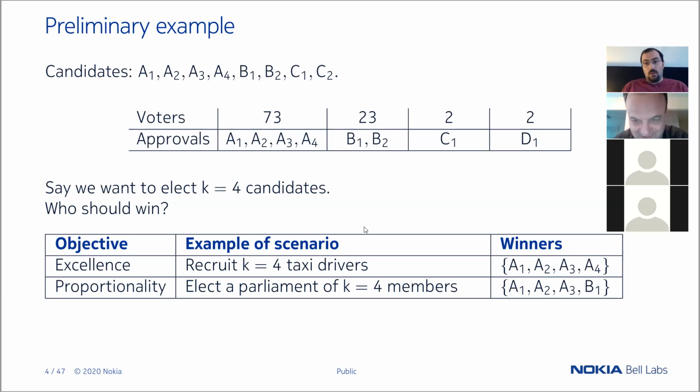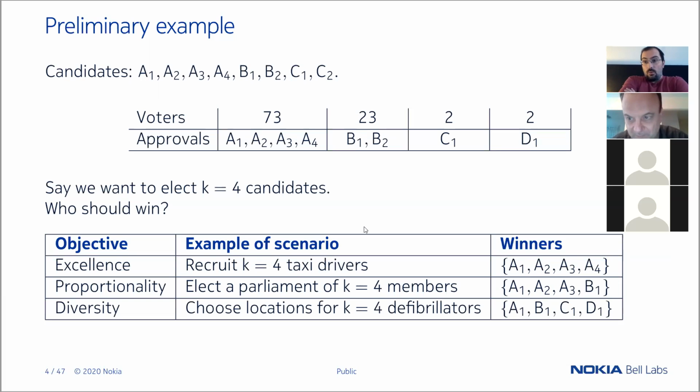The second possible criterion is proportionality. So you want the voters to be represented proportionally to the size of the groups of voters. Imagine that you want to elect a parliament of 4 members. It's quite reasonable to take A1, A2, A3, and B1. So 3 candidates of type A and 1 candidate of type B, because there's approximately 3/4 of A voters and 1/4 of B voters. And the third possible criterion is diversity.